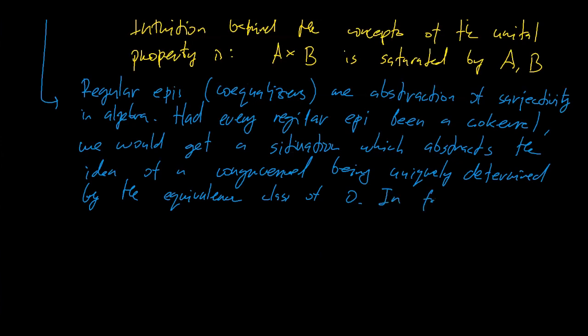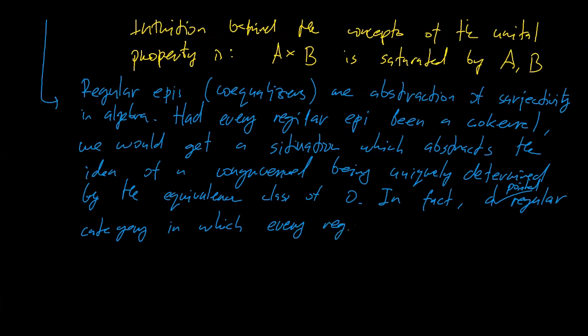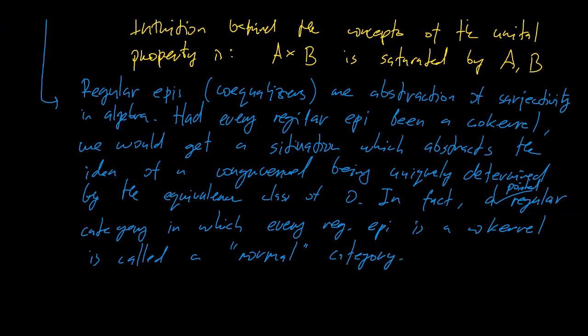In fact, a regular category, and remember we talked about regular categories last time, a pointed regular category in which every regular epi is a co-kernel is called a normal category. That's how important this property is. And by the way, the name normal category comes from one of my papers. It's a recent terminology.